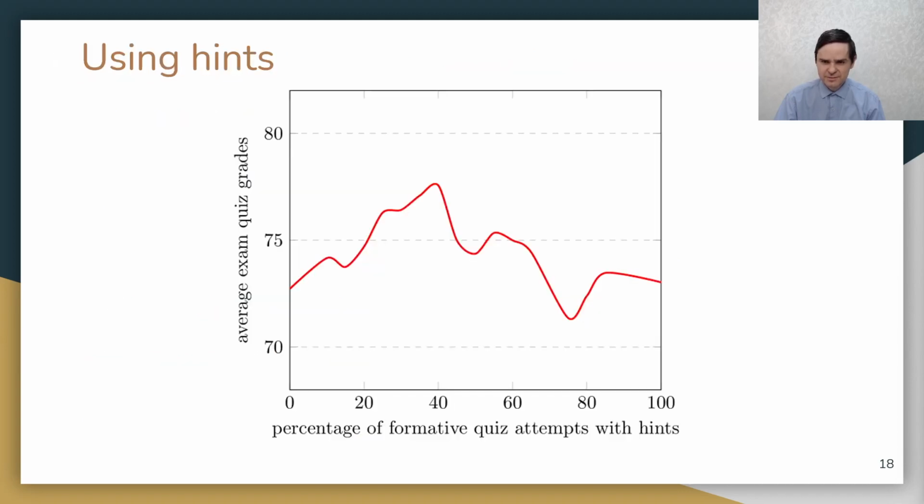This plot shows the average exam score grades depending on the percentage of formative quiz attempts that used hints. It has a peak around using hints in 40% of the attempts. Both students who didn't use the hints at all and those who used them often performed worse at the final exam than the students who used hints sparingly.